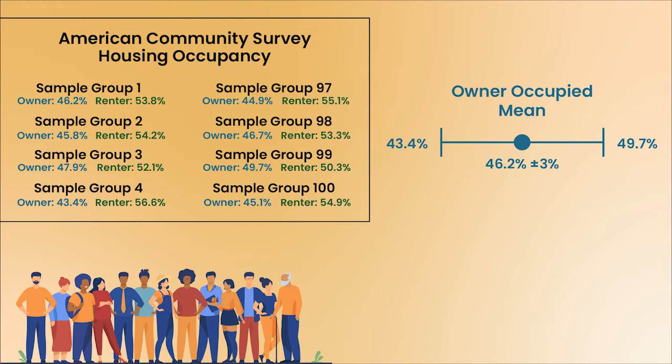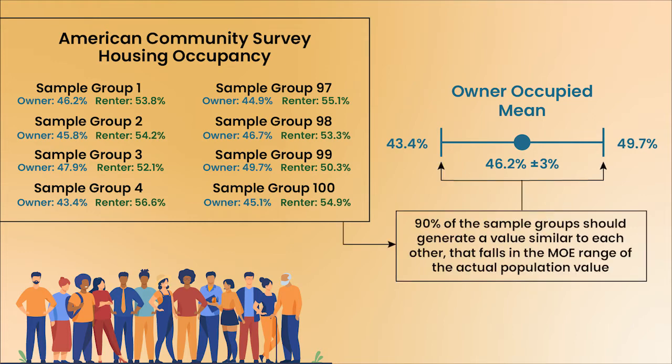The American Community Survey uses a 90% confidence level as its standard, which means that if the same survey is conducted repeatedly following the same method for 100 different sample groups, 90% of the sample groups should generate a value that falls within the confidence interval of the actual population value. By adding and subtracting the margin of error from the estimate, we can calculate the 90% confidence interval for that estimate, which means we can expect the true value to be within a certain upper and lower value 90% of the time.